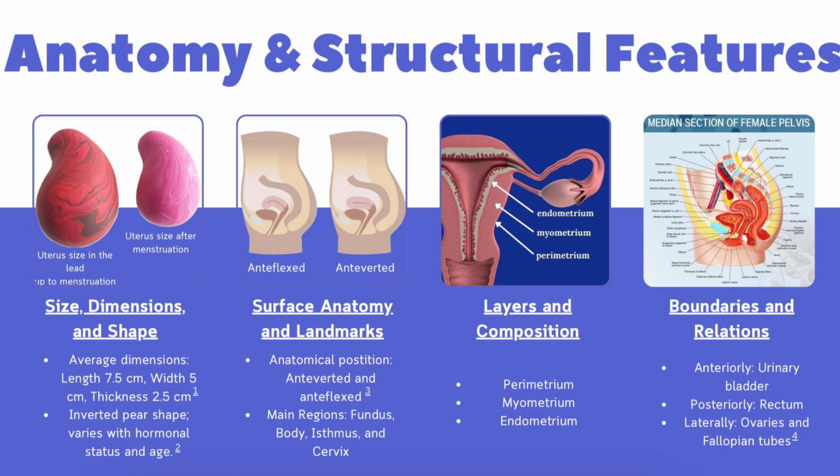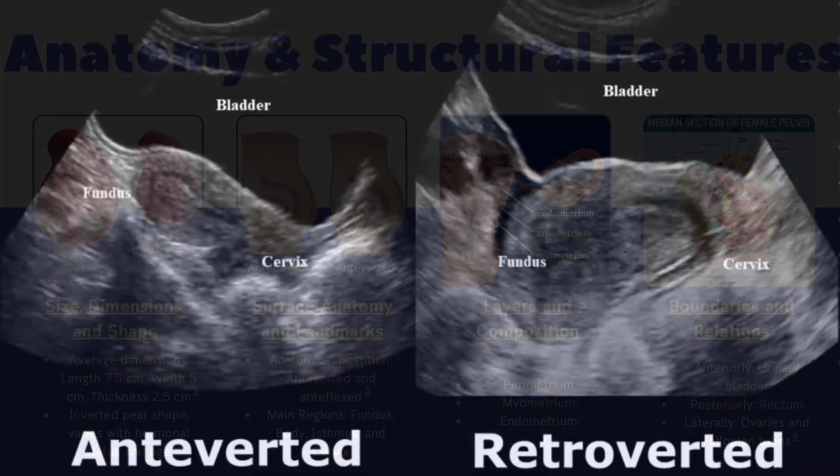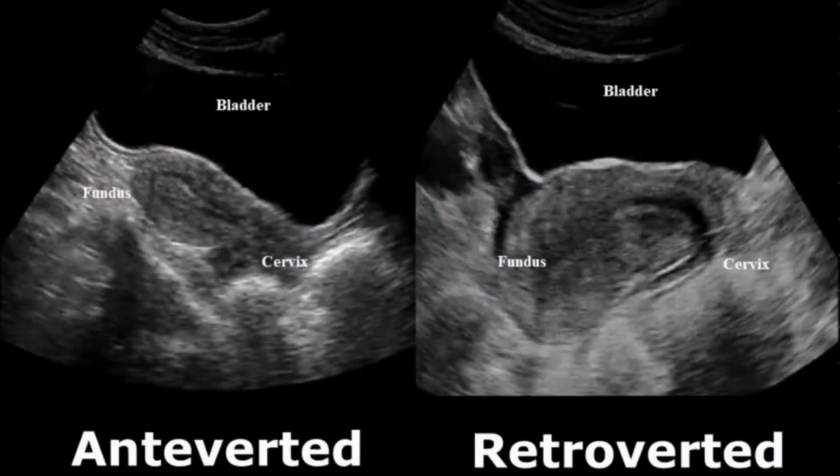The uterus is normally anteverted and anteflexed. Anteverted refers to the forward tilt of the entire uterus relative to the vaginal axis, while anteflexed describes the anterior bend of the uterine corpus in relation to the cervix. This positioning is clinically significant as it influences pelvic organ dynamics and can impact various gynecological assessments. Variations from this normal position exist, such as retroversion.